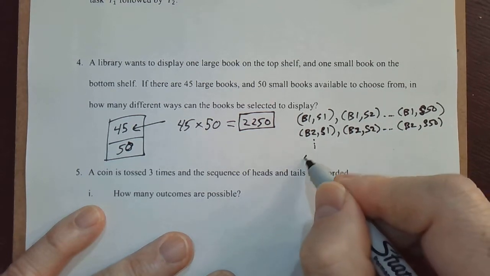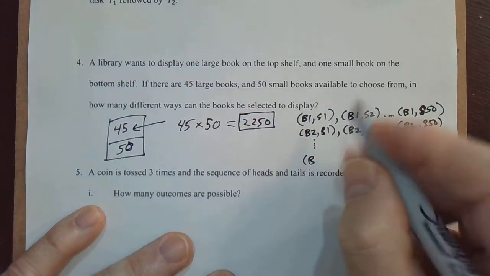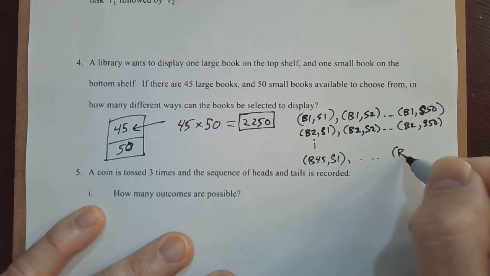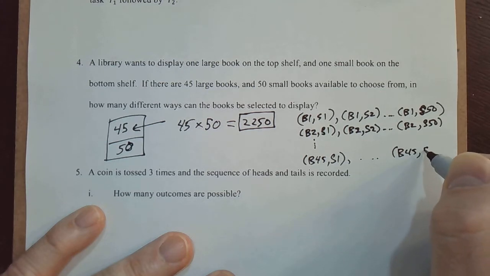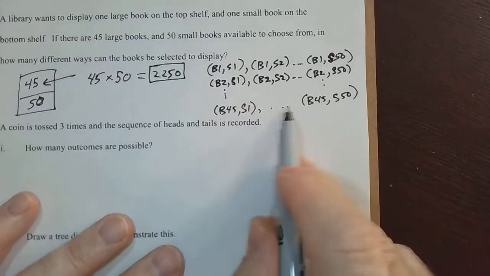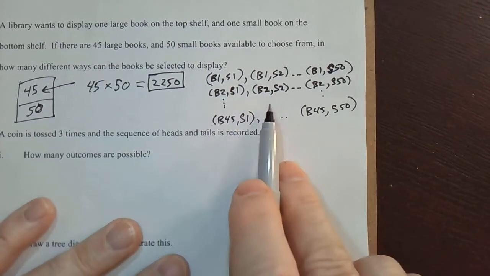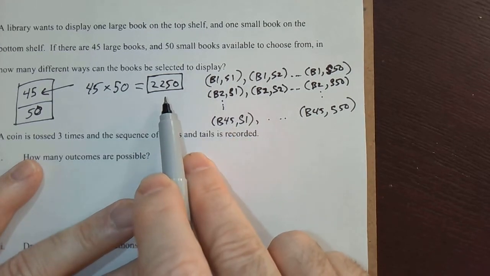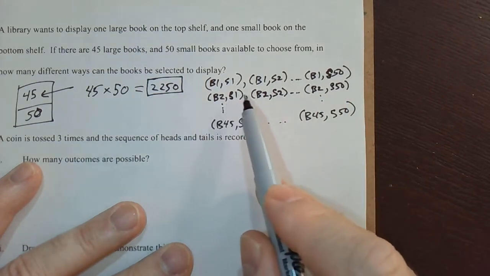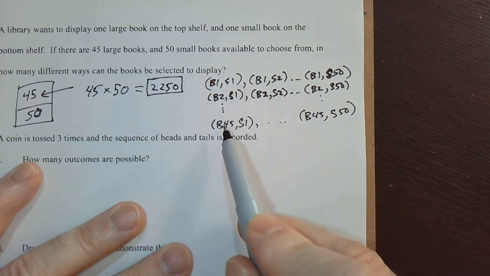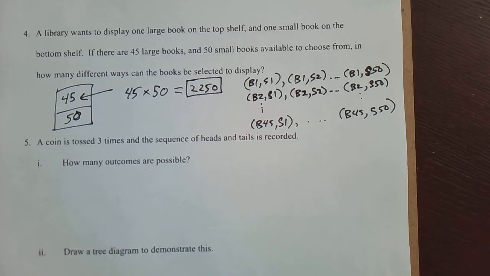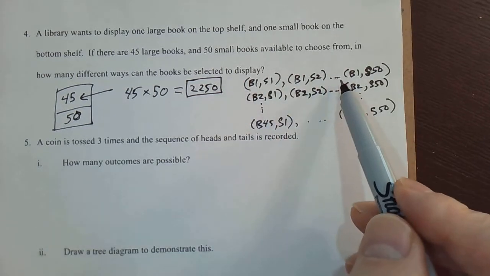And you have to go all the way down to big book 45. Big book 45, S1, all the way to big book 45, S50. So I used these ellipses, but I represented the 2,250 possible ways. There are 50 ways using book 1, 50 ways using book 2, all the way down to book 45, 50 ways to do that. So it would have been difficult to write them all out, but this is kind of a representation using the dots notation.